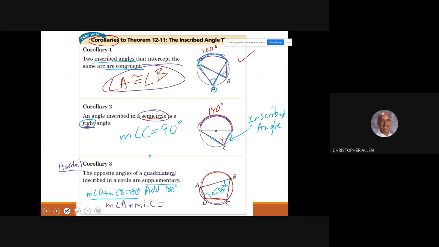Why? You're absolutely right. Because they are opposite angles inscribed in a circle, it has to be 180. I'm telling you that these two, and I'll show you why. Here would be angle A, here would be angle C, and guess what those two angles go? They go a full circle, don't they? So what's half of a full circle? Well, it's 180, so the answer is 180.